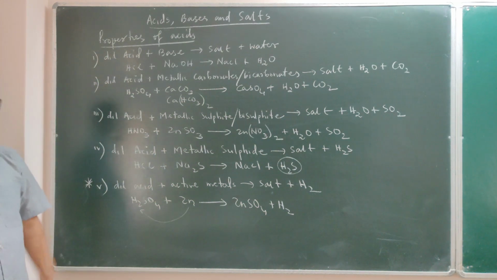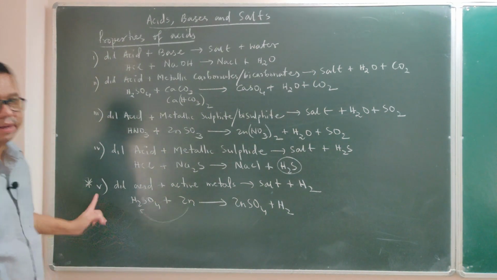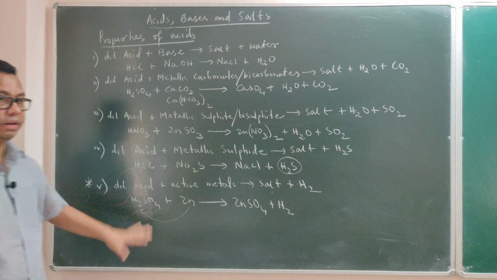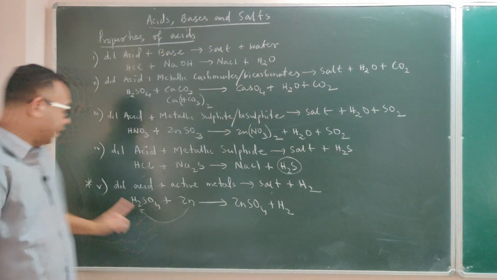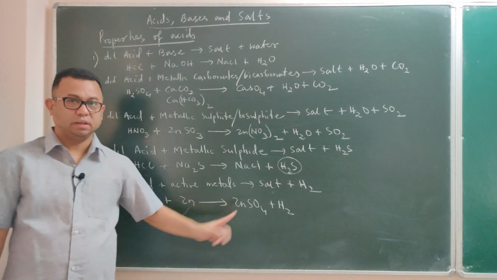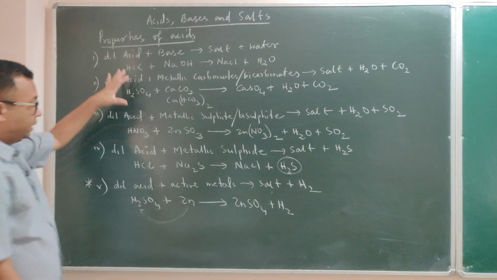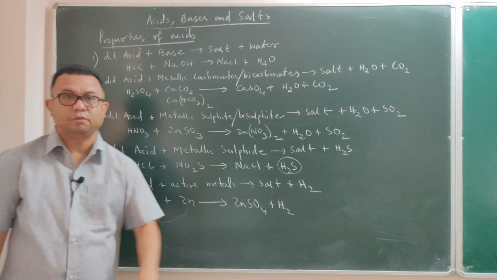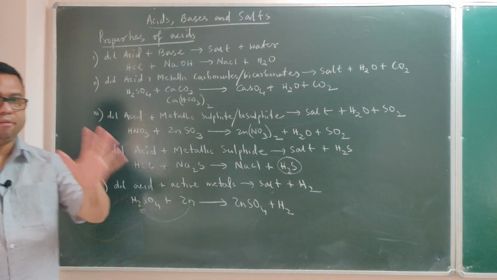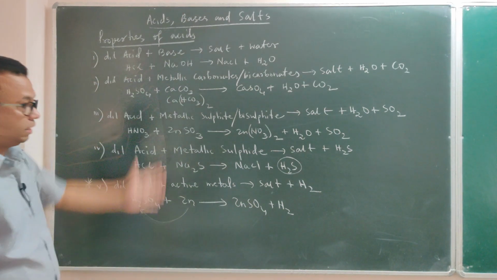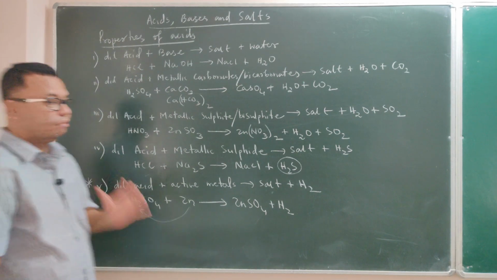Again I am repeating, this reaction is not shown by nitric acid. Hydrochloric acid will show it, sulfuric acid, all other dilute acids show it. Nitric acid is the only acid which will not show this reaction because of its oxidizing property. So these are the 5 properties which I was telling you, very important. In 5 different places in your book you will come across these reactions.